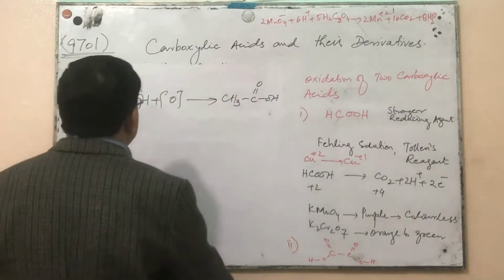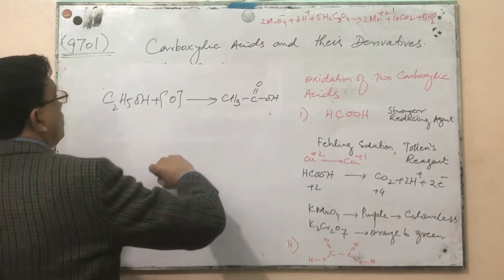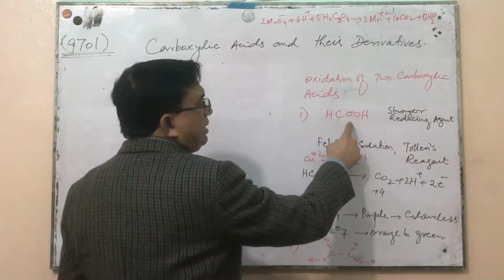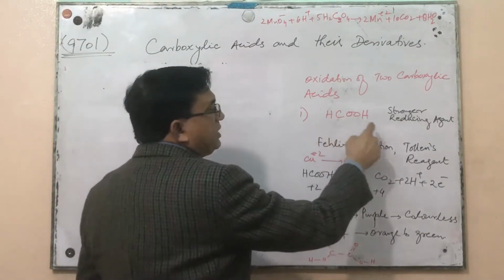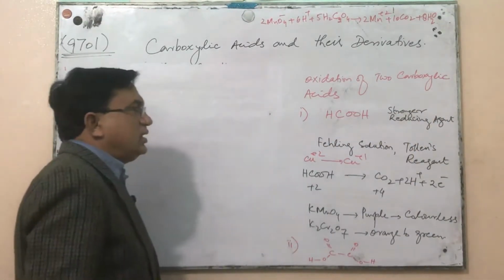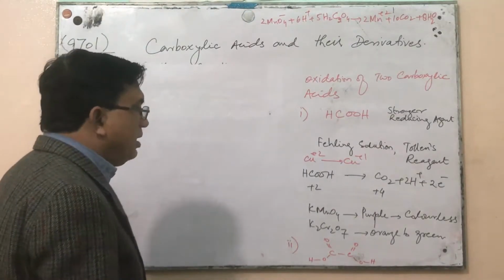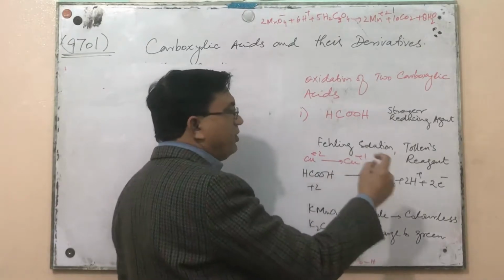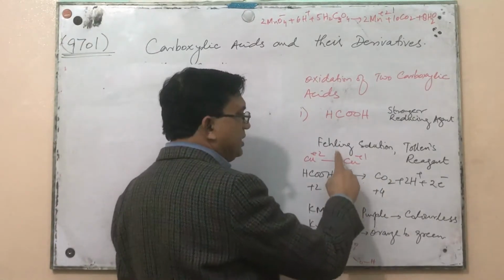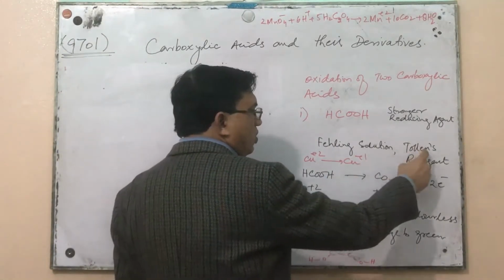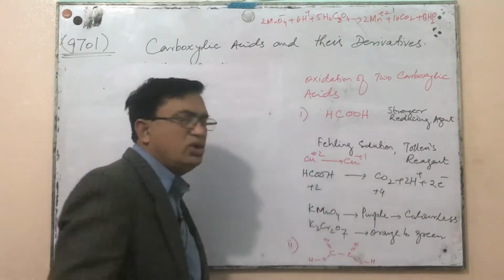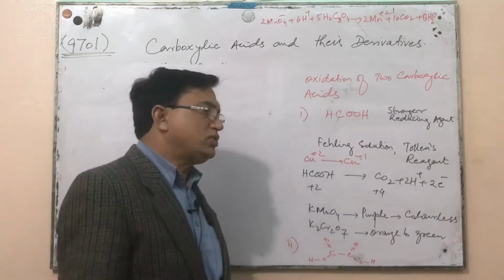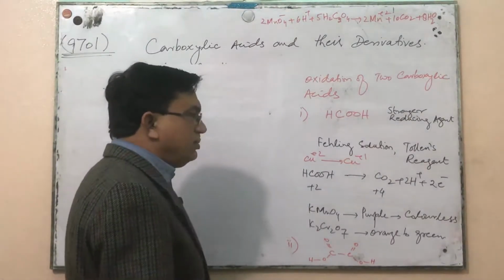But there are two carboxylic acids. One is methanoic acid, which is a stronger reducing agent and can be oxidized even by a mild oxidizing agent, Fehling solution or Tollens reagent. What is Fehling solution? Fehling solution is actually copper(II) sulfate solution dissolved in sodium hydroxide.